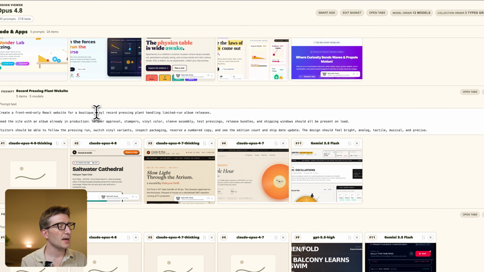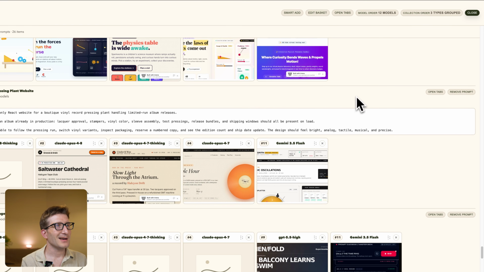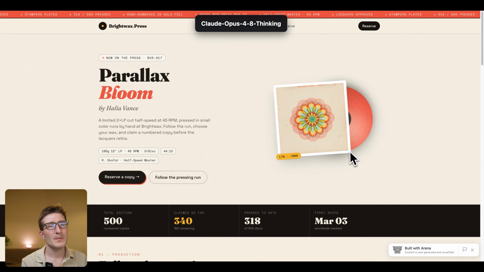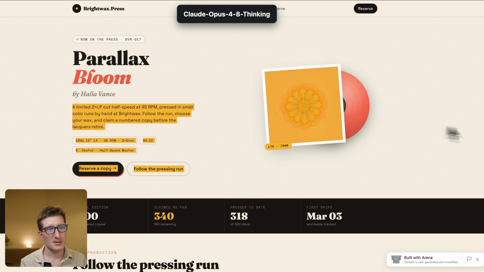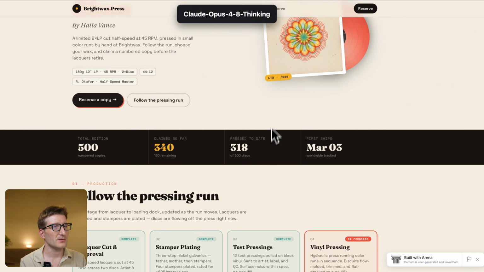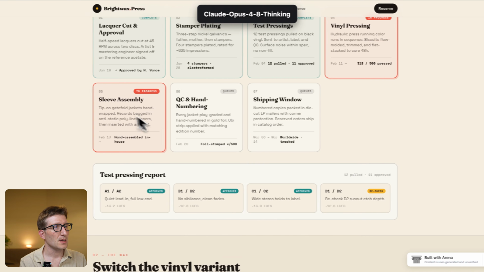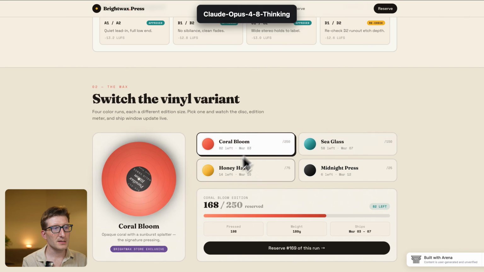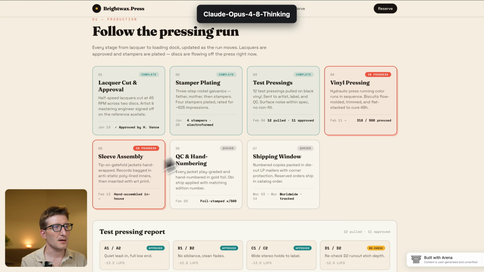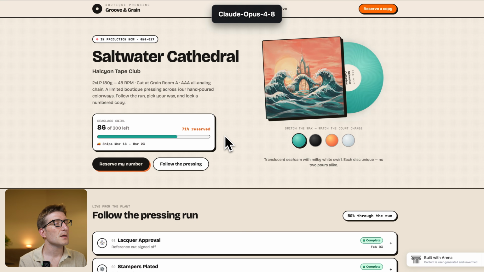So we've got a vinyl record pressing plant. Let's see what they did here. 4.8 thinking. I quite like this, this is quite a nice element. This is quite tasteful, I would say, except for this. That could be like a real website. I think with a bit more content, but this could be a real website. This is quite nice.